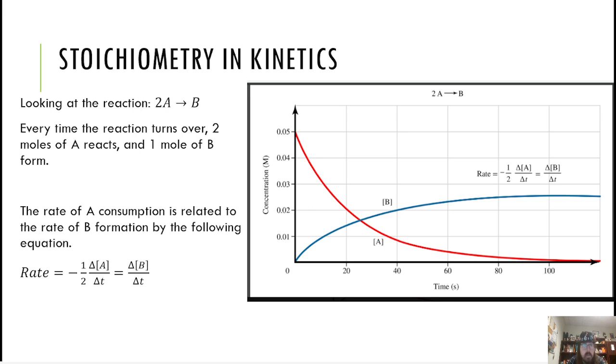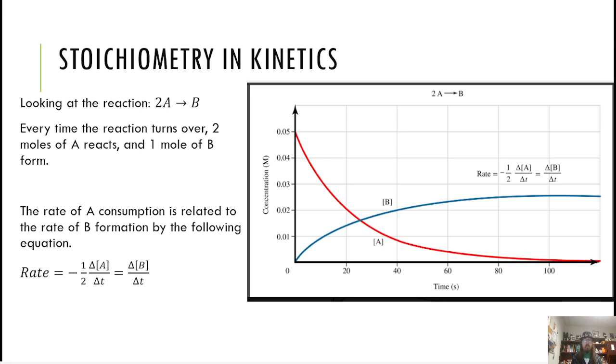Please note, in the future, when we refer to concentrations, an easy way to show a concentration is by having the chemical formula in brackets. These brackets say the concentration of A versus the concentration of B. And do not forget the delta. Delta simply means the change.